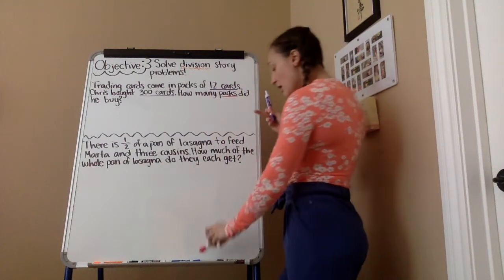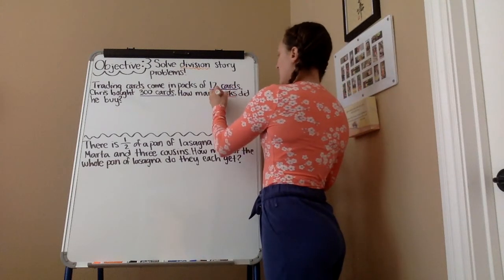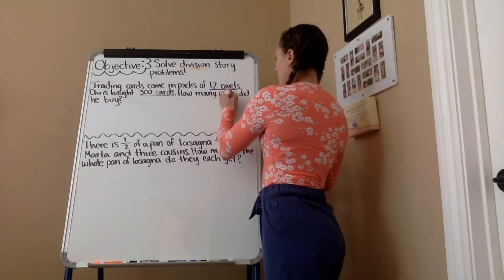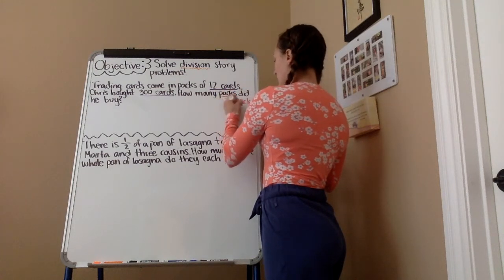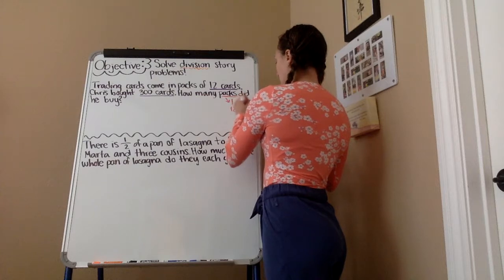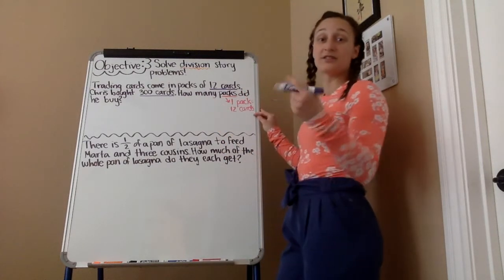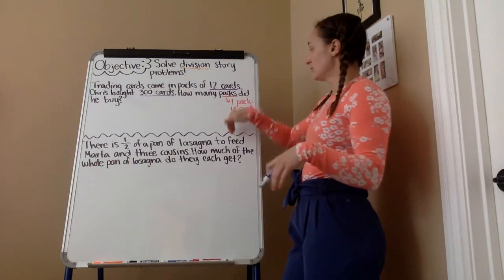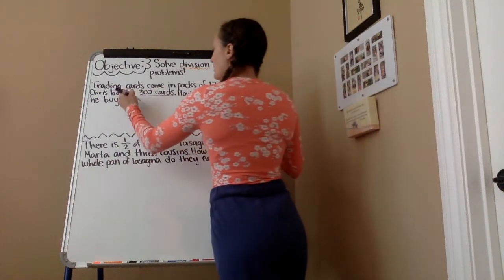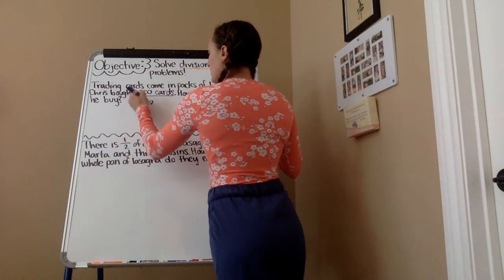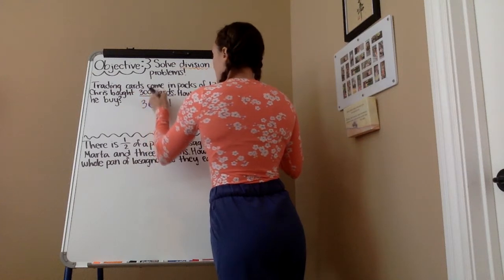So if one pack is equal to 12 cards, and I have a total of 300 cards, I want to split it up or divide it into packs of 12. So that means the math you are doing is 300 divided by 12.